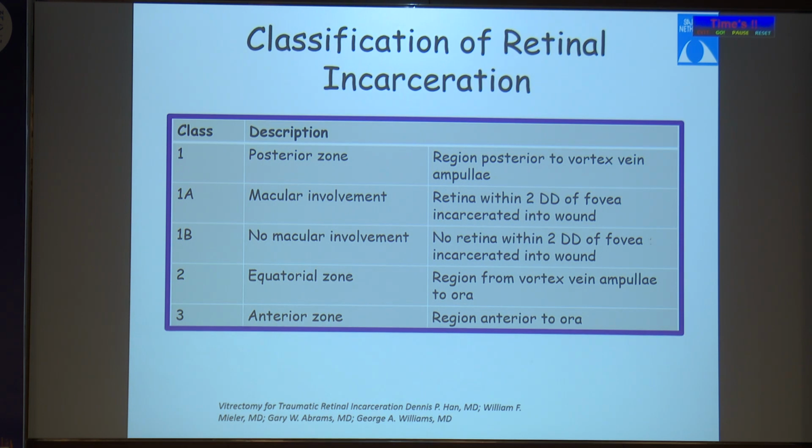And what is class 2? It is the equatorial zone, which means the region from the vortex vein ampulla to the ora. This is called the equatorial zone. And when you have an incarceration at the anterior zone, that's class 3. It's the region anterior to the ora. If you have an incarceration at these levels, it's very important that we know where exactly it is, to plan our management.